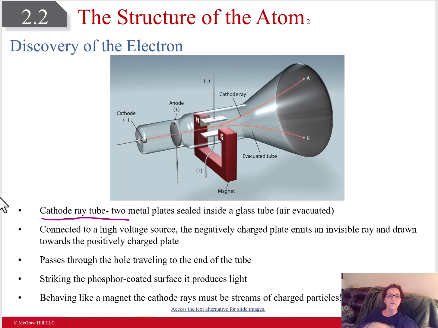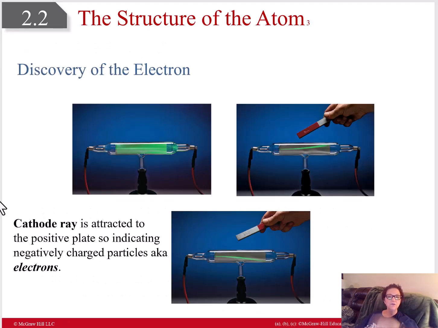The electrons were attracted to the positively charged plate and repulsed by the negatively charged one. And that's how he figured this out. Now, like I said, you don't have to understand this whole experiment, but if you want to, there are some really interesting things. This is what a cathode ray tube looks like. A cathode ray is attracted to the positive plate, so the negatively charged particles would show up as electrons. But what you need to know is that J.J. Thomson discovered electrons.